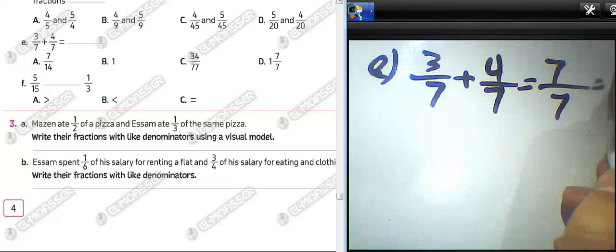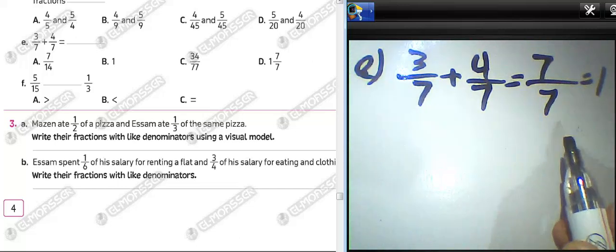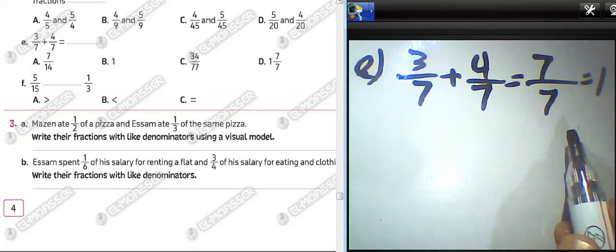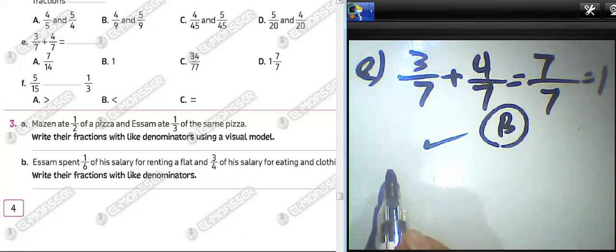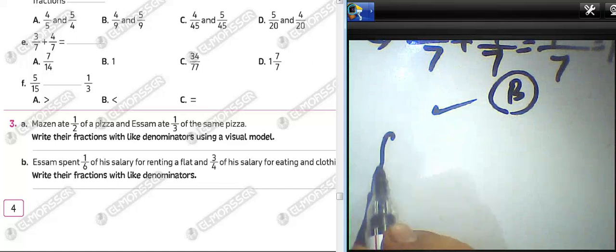3 plus 4 equals 7. 7 over 7 equals 1. Then the result will be 7 over 7 equals 1. We must choose 1, letter B, for question E. Okay, letter B. What about question F?